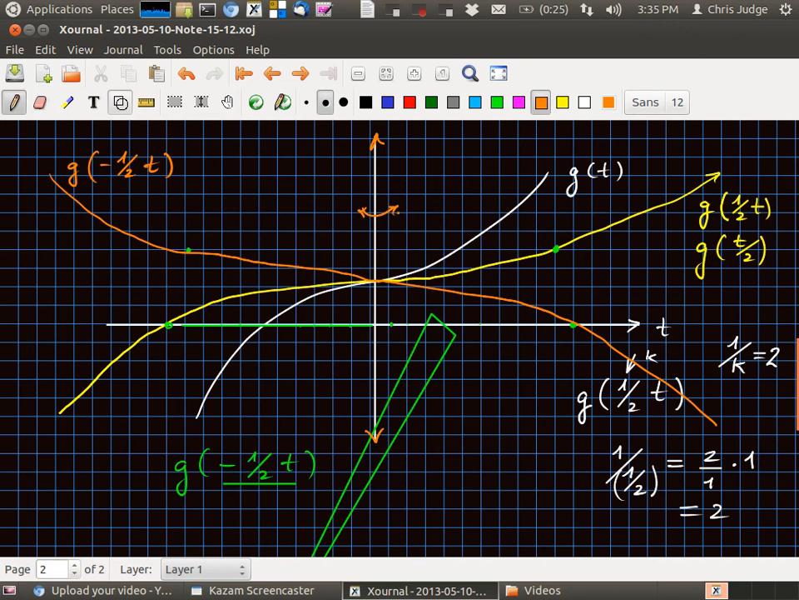That completes our discussion of stretching in the horizontal direction and also flipping in the horizontal direction.